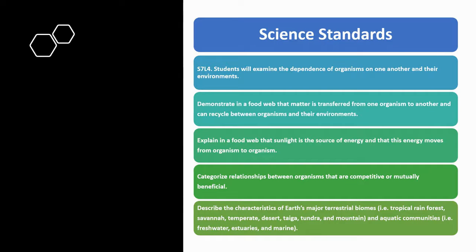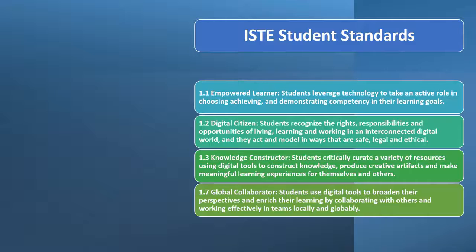The main science standard states that students will examine the dependence of organisms on one another in their environments. And here you can see the substandards that fall below that main standard. The ISTE student standards include empowering the learner, digital citizenship, knowledge constructor, and global collaborator.